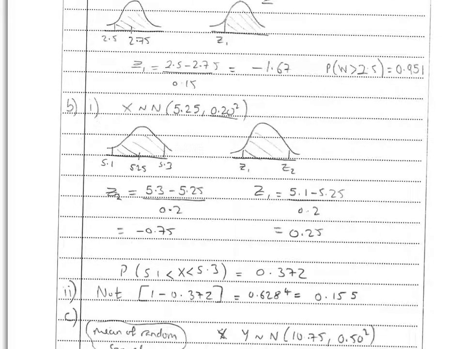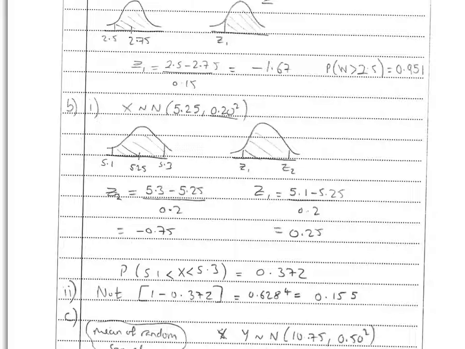For the third one, very similar. As you can see, this time we'll be finding two Z numbers which are equivalent to the 5.1 and the 5.3. Two different standardizing formulas. Both of them make sense. We'd expect this one to be negative and positive, and then your final answer rounded to the level of accuracy you need.